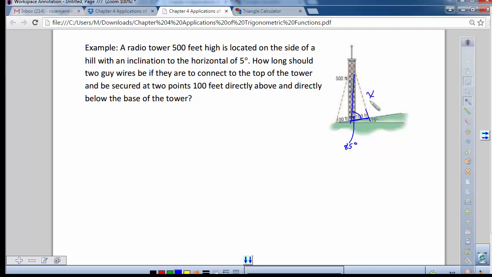So we have an angle. We've got the length of one side, and don't forget we have the height at which the wire is attached to the tower. That's 500 feet. Okay, so we've got 500 feet right here. So I've got the scenario of side, angle, side. And so I can say x squared equals 500 squared plus 100 squared minus 2 times 500 times 100 cosine of 85 degrees.